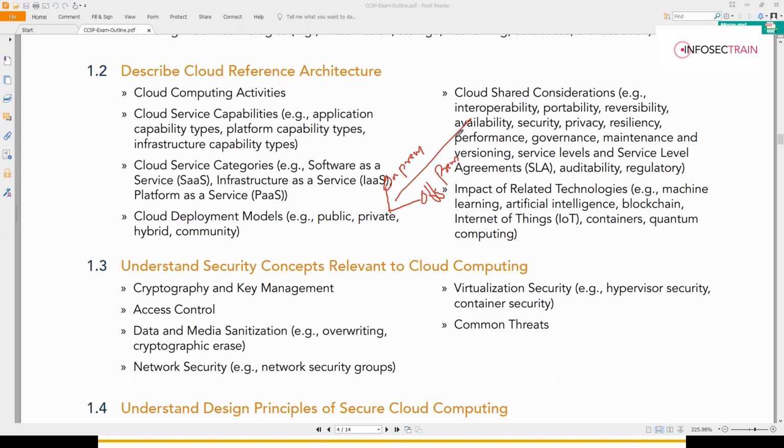What is the difference between these two? When you say on-premises private cloud, you're talking about the cloud platform, or the data center you have on-premises. There is no third party, and there is no cloud service provider. You have your own data center. You are making it a cloud platform.